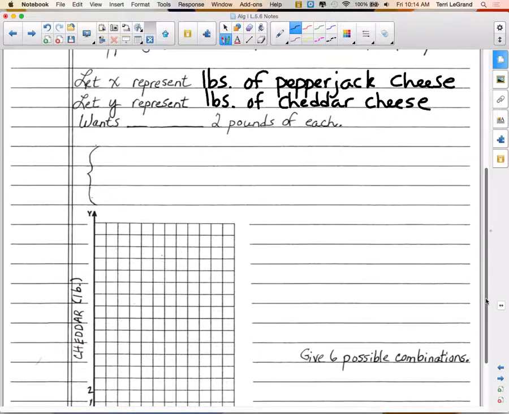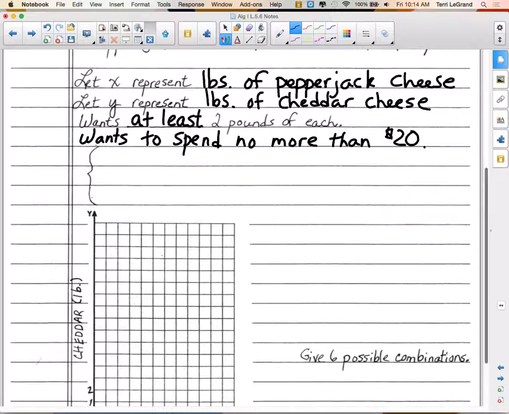The other thing that's important is it says she wants at least 2 pounds of each, right? Is that what it said? Or at most? Which one was it? At least. Wants at least 2 pounds of each. And what else? What's the other stipulation? Yeah, wants to spend at most, so in other words, no more than $20. So all of those things are important.